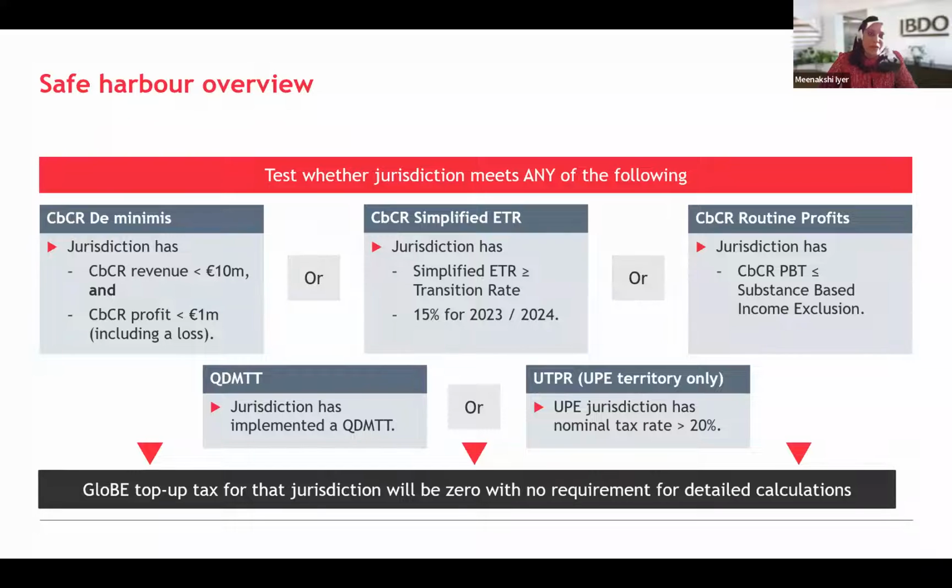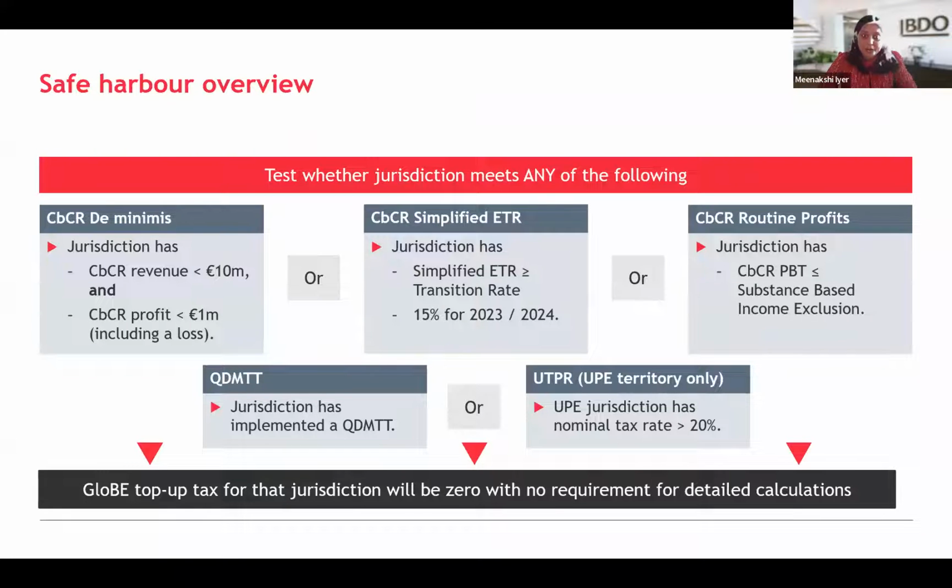I will very quickly run through the QDMTT and UTPR safe harbor rules. Now, the qualifying domestic minimum top-up tax rule is if a jurisdiction has implemented this rule, then you don't have to do two sets of calculations. You can effectively use this calculation and not also do the calculation based on the rules that have been implemented by the ultimate parent entity.